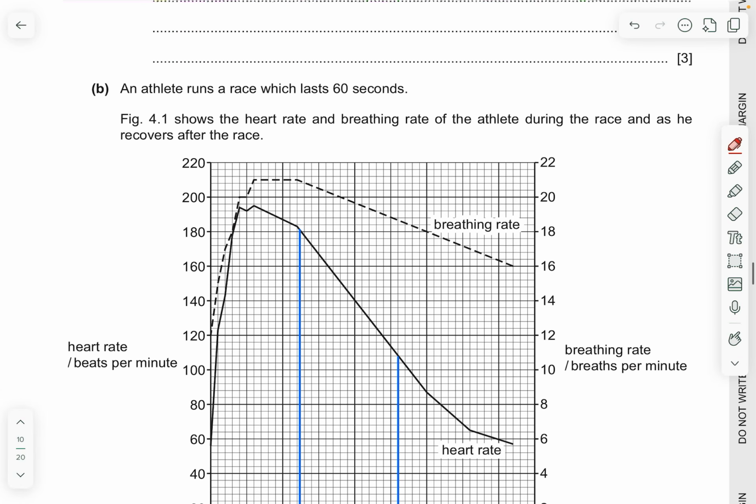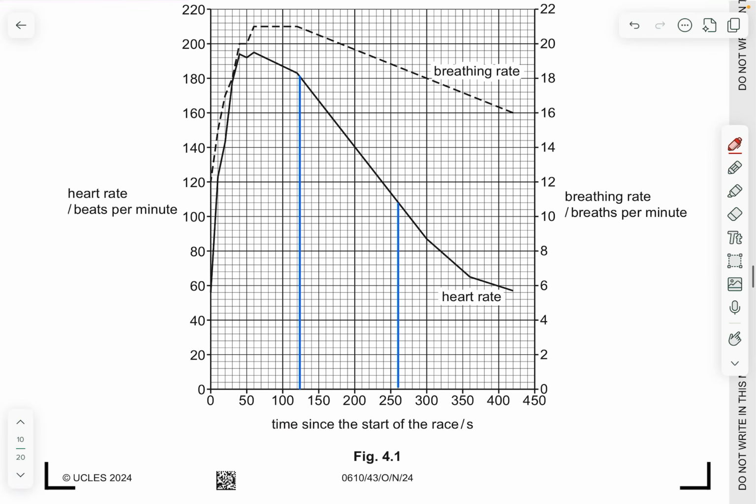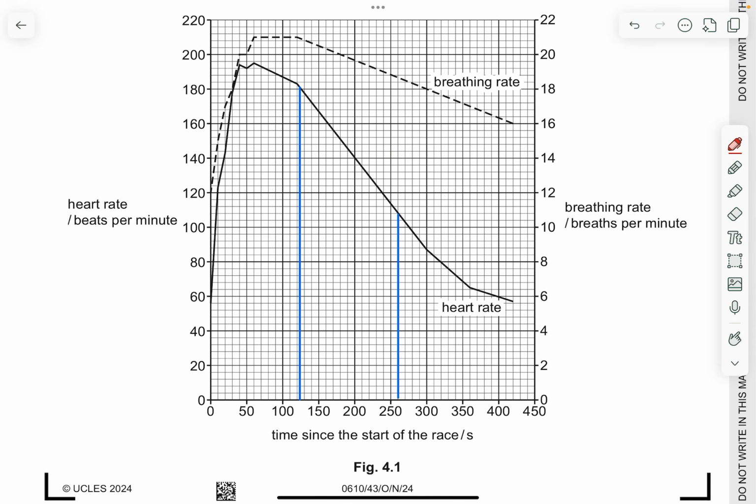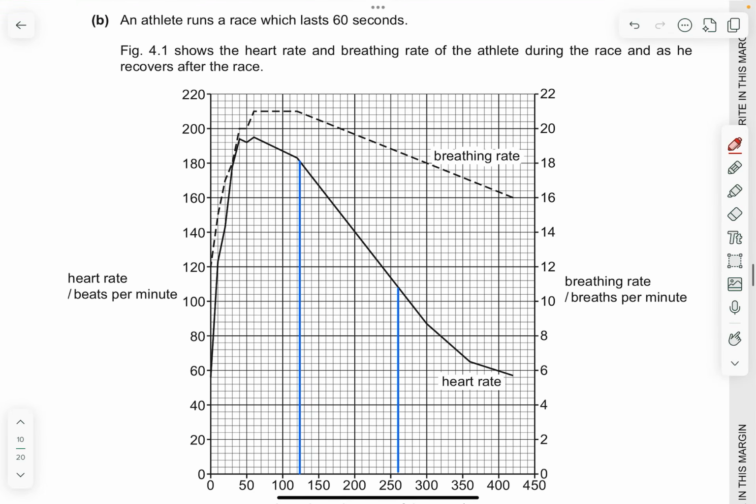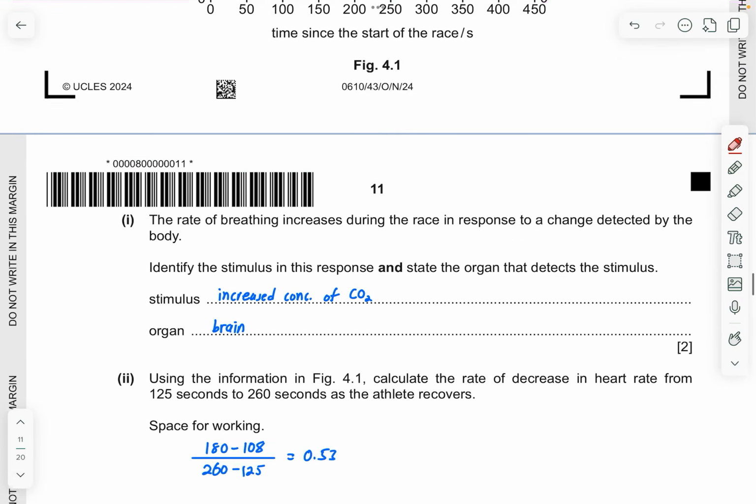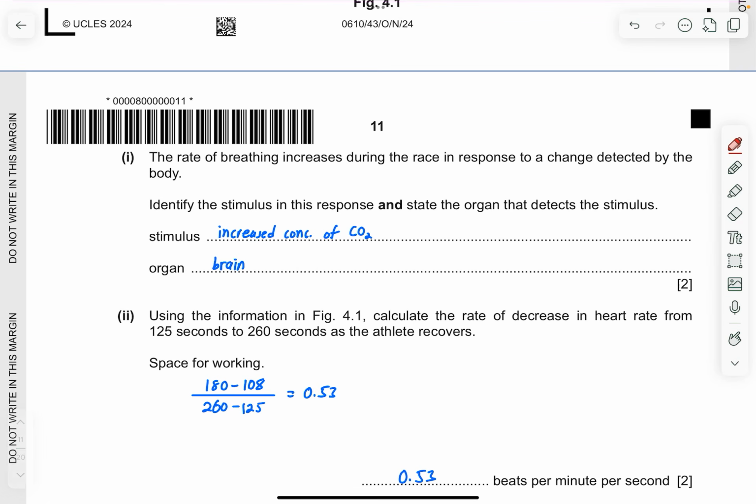All right, we have a graph question now. So an athlete runs a race which lasts 60 seconds. Figure 4.1 shows the heart rate and breathing rate of an athlete during the race as he recovers after the race. So you can see that while he's having a race, there's high heart rate, high breathing rate. And the moment he reaches around, let's say, 125 seconds, it starts to drop. It starts to drop drastically, all right? So that's something that we can see with our eyes now.